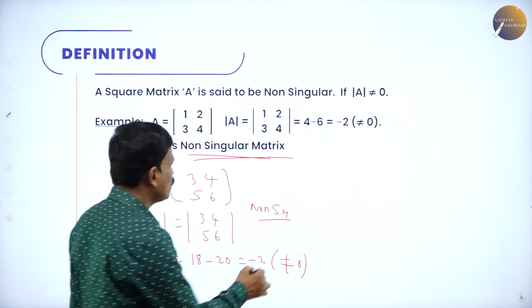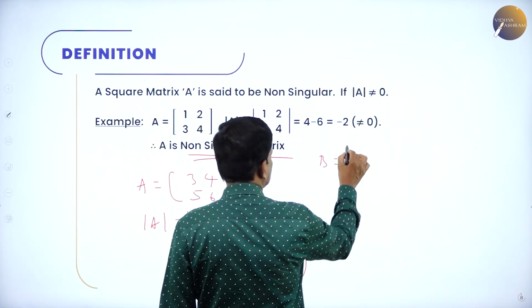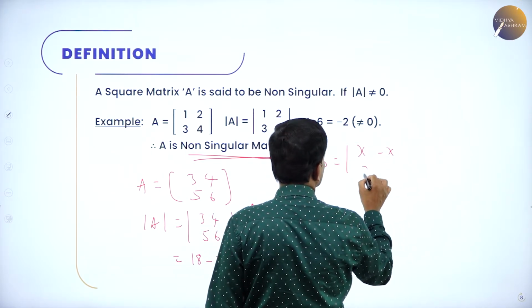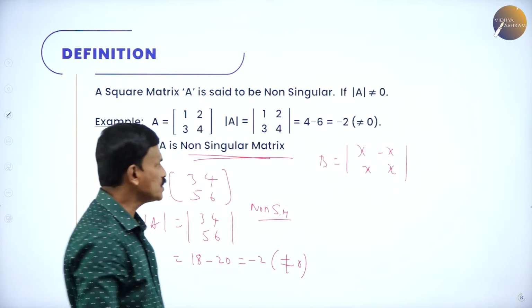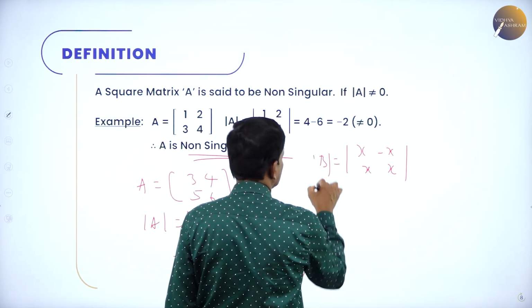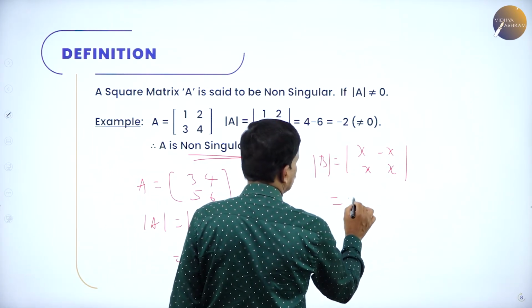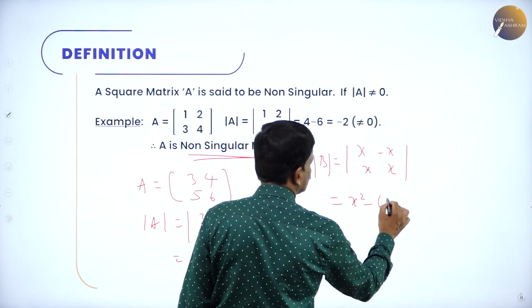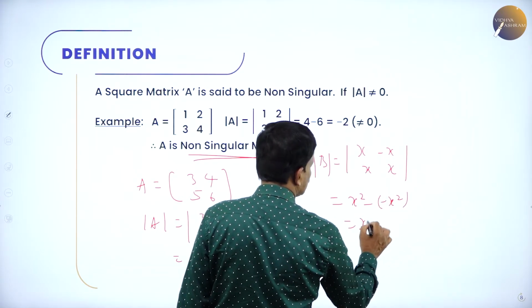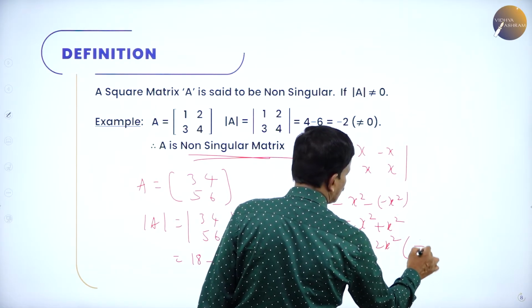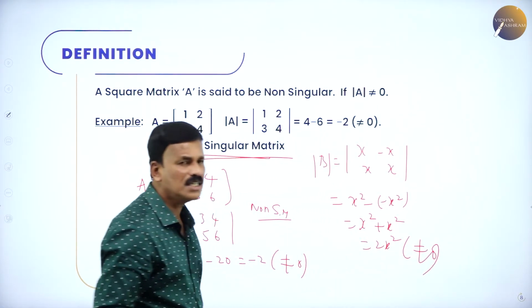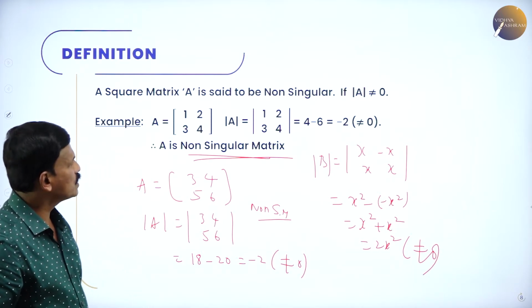So one more example. Let us take B, x minus x, x, x. Let me check whether the determinant of this is equal to x into x is x square, minus of x into minus x is minus x square. This is x square plus x square, 2x square, not equal to 0. Therefore, this is a non-singular matrix.